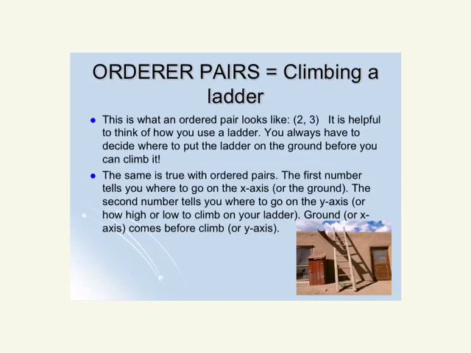You can think of graphing ordered pairs sometimes as climbing a ladder. When you have an ordered pair, say (2, 3), it is helpful to think of how to use a ladder. You always have to decide where to put the ladder on the ground before you can climb it. The same is true with ordered pairs. The first number tells you where to go on the x-axis, or the ground, and the second number tells you where to go on the y-axis, or how high to climb the ladder. So the ground is the x-axis, and the height is the y-axis.